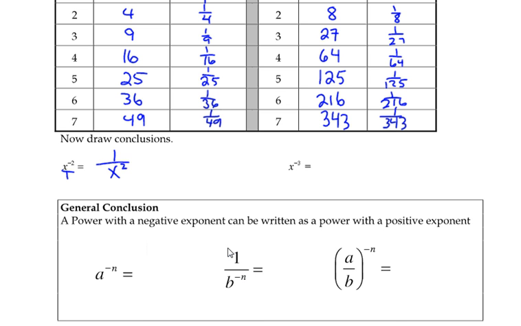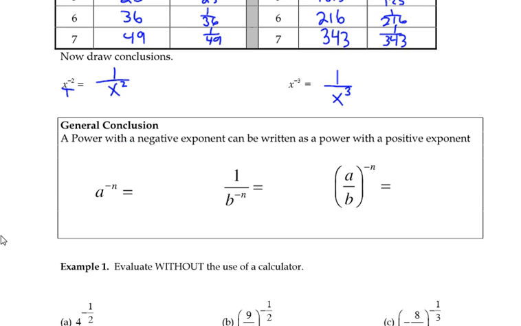Okay. So, x to the negative 3, what would that be equal to? 1 over x to the positive 3. So, here's what we're going to cover today. A negative exponent, to make it positive, needs to move from the numerator to the denominator or the denominator to the numerator. So if we have a to the power of negative n, this is a general rule, it would be equal to 1 over a to the nth power, right? We move it to the denominator, we take the reciprocal of it to make it positive.